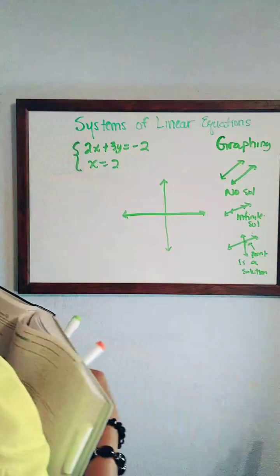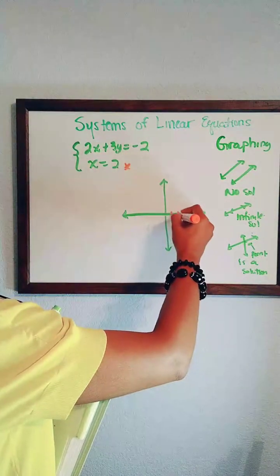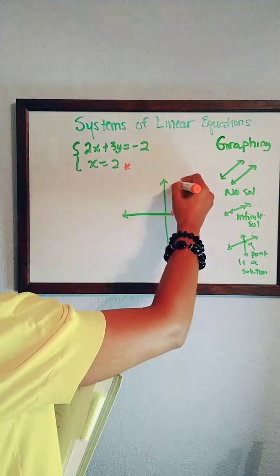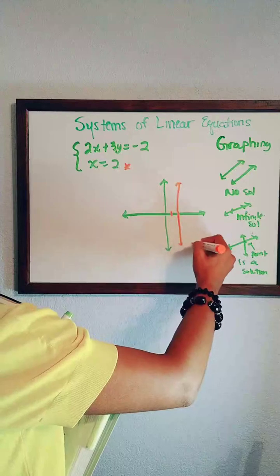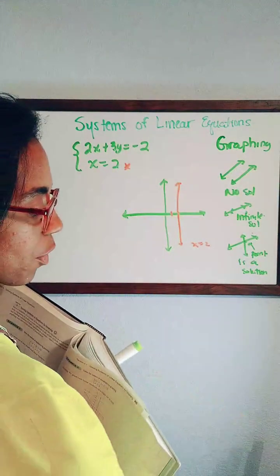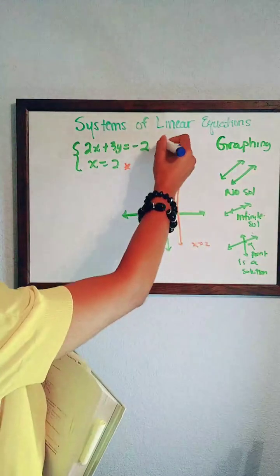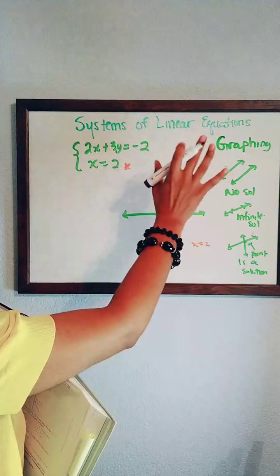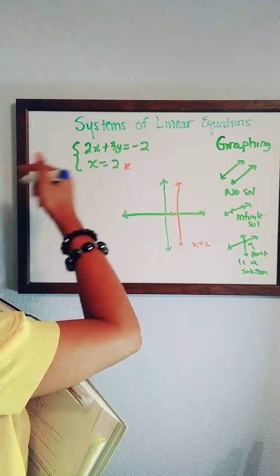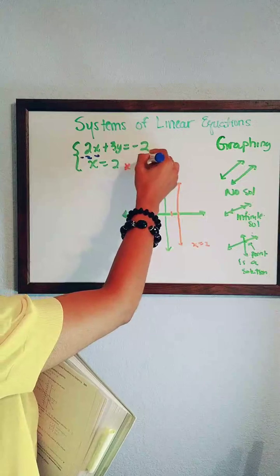So my first line is the easiest. I'm going to graph this one in orange, which is x is equal to 2. So I'm going to go ahead and graph that line here. X is equal to 2. Then I'm going to come back and I'm going to graph this top line. But before I graph it, I'm going to change it into y is equal to mx plus b because it's just easier. So what's going to happen is I'm going to subtract 2x from both sides.